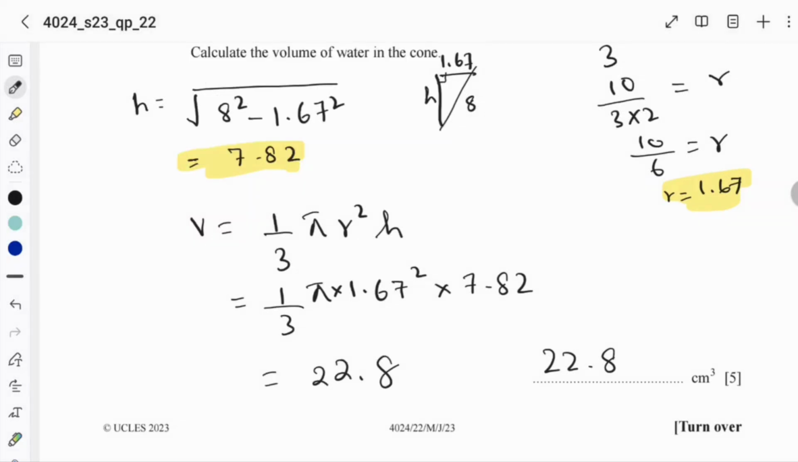Okay, I hope you understood. So today we did your mensuration questions from 2024 October/November and May/June, and 2023 October/November and May/June, paper 2 questions.